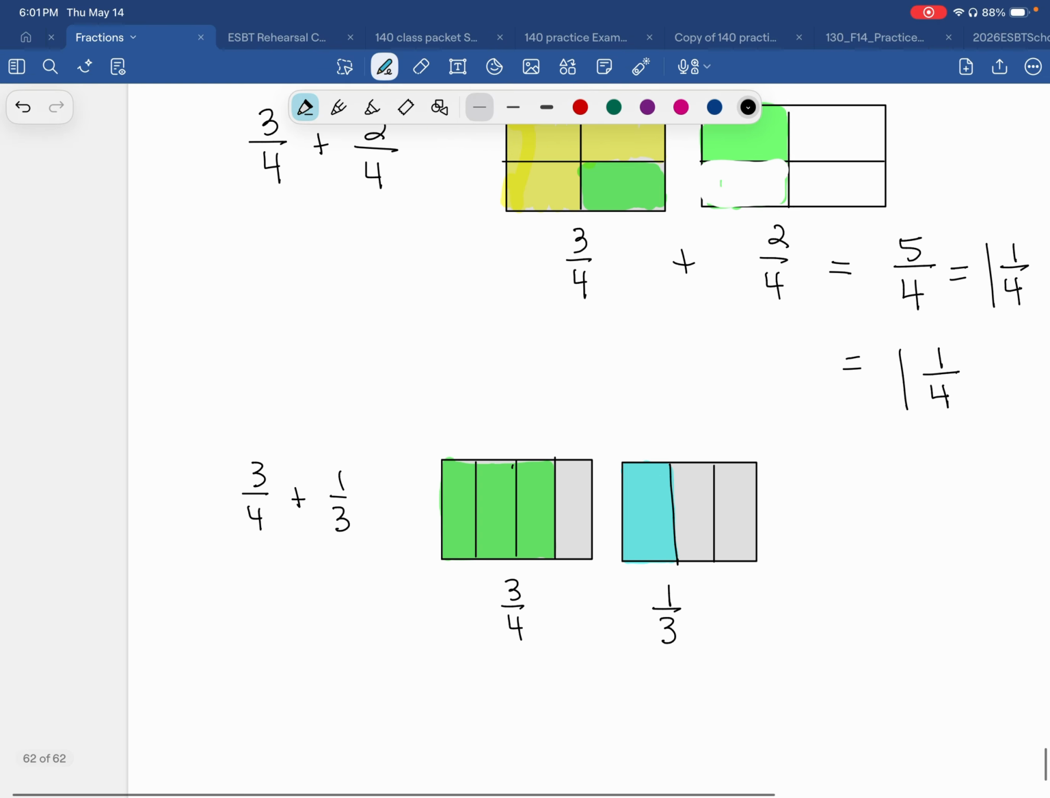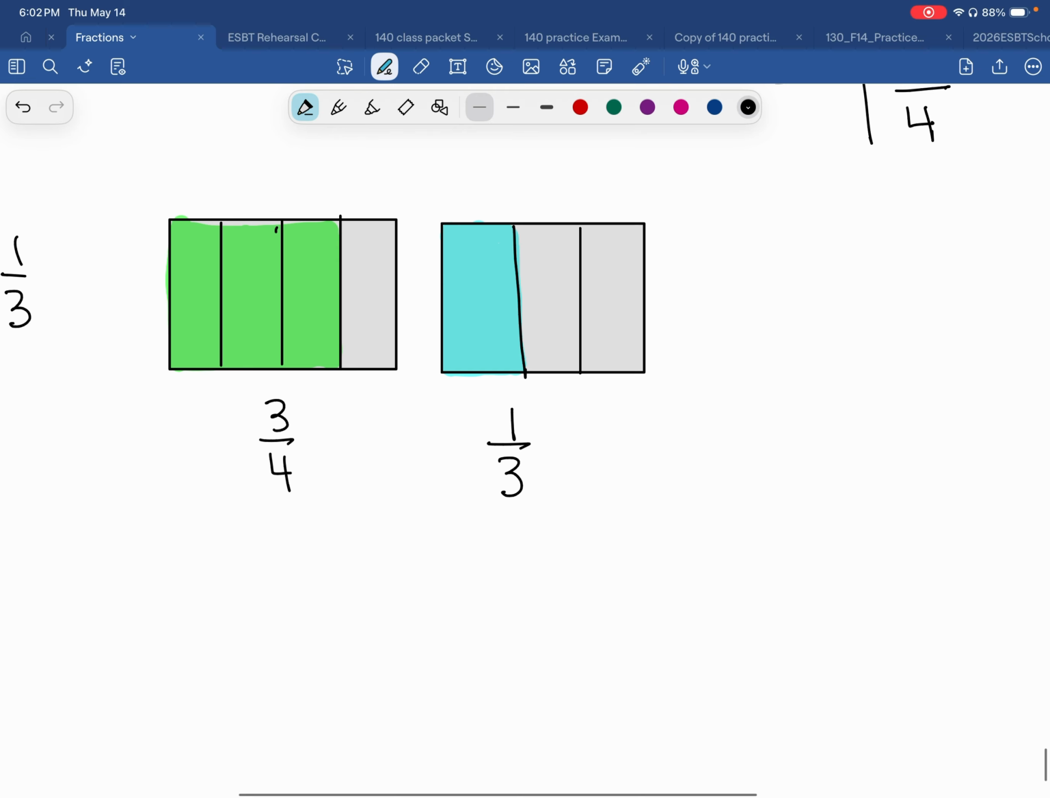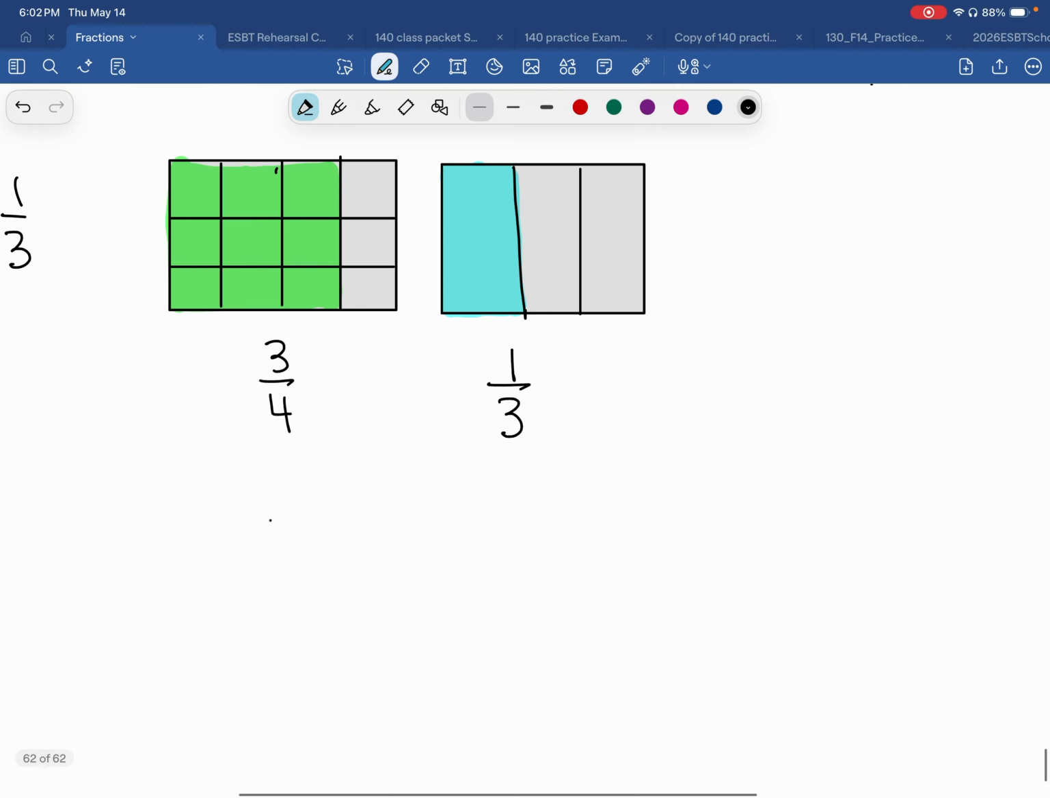And I can't just add those together because I have 3 pieces that are slightly smaller than the 4th piece, right? The green ones are a little bit smaller than the blue ones. So I have to make sure I get everything the same size first. So what I'm going to do is cut them the same number as the other one, just opposite direction. So my green one is cut into 4 pieces vertically. So I'm going to cut it into 3 pieces this way. Right? And that created 12 equal pieces. And I have 9 of them that are shaded in.